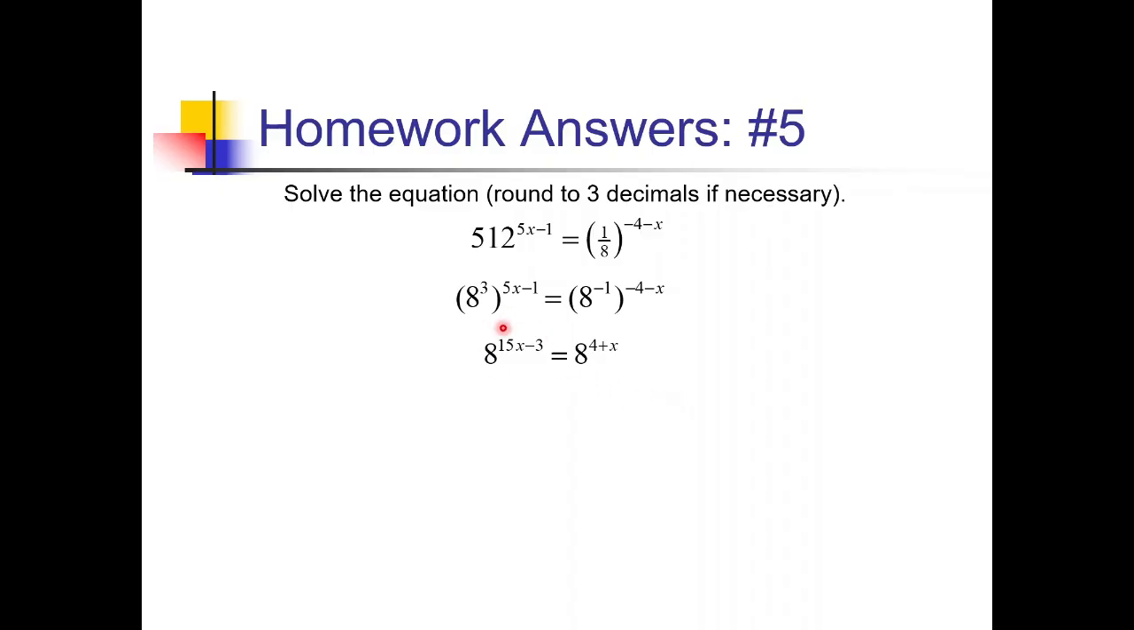Now that I have the same base, I can cancel out those 8's, leaving me with just 15x minus 3 equals 4 plus x. Subtracting x over to the left side, that's going to be, let's see, 14x over there. And adding 3 over here gives me 7. If I divide by 14, I have 7 over 14, which I can reduce to 1/2.